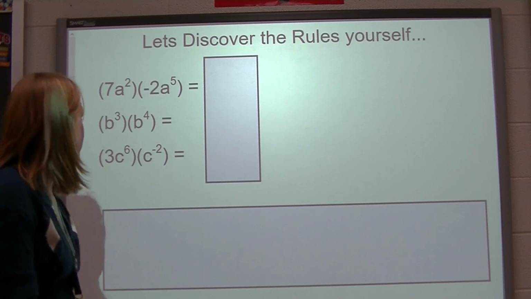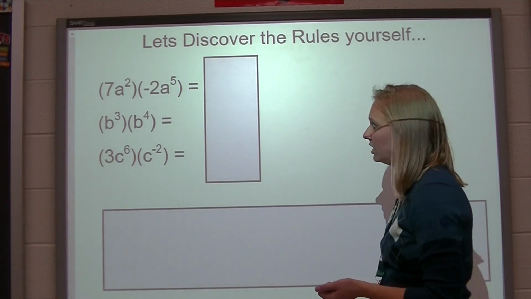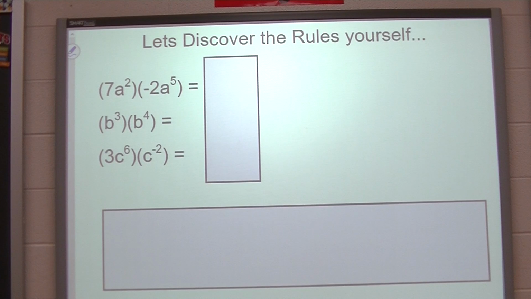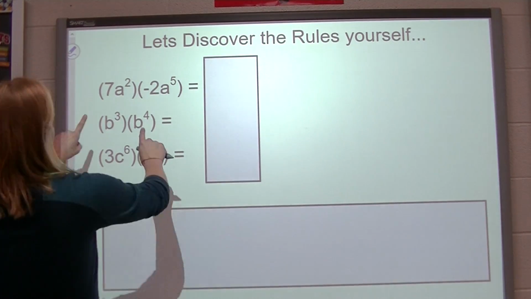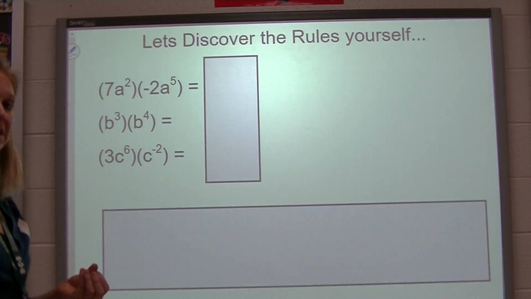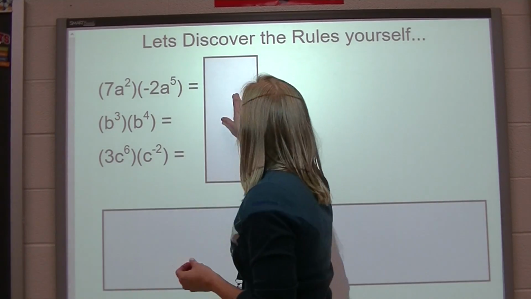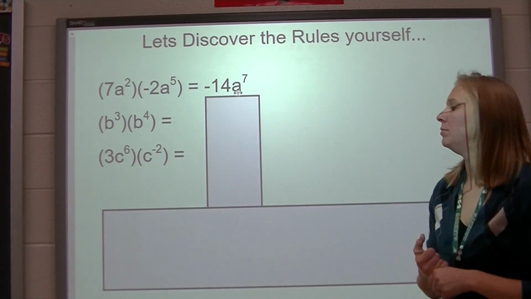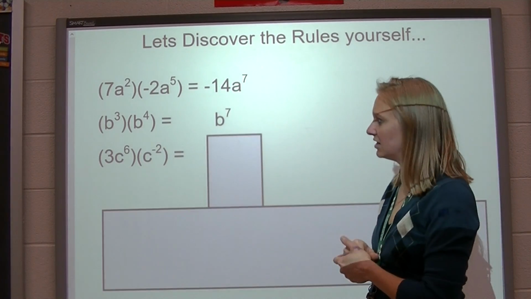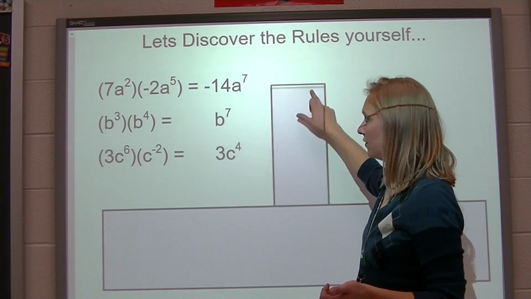So this 7a to the second times negative 2a to the fifth is, again, we already have a little practice with this from the binomial theorem, but not necessarily with variables. So 7 times negative 2 is negative 14. And then a squared times a to the fifth is a to the seventh. b to the third times b to the fourth is b to the seventh. And 3c to the sixth times c to the negative second is 3c to the fourth.